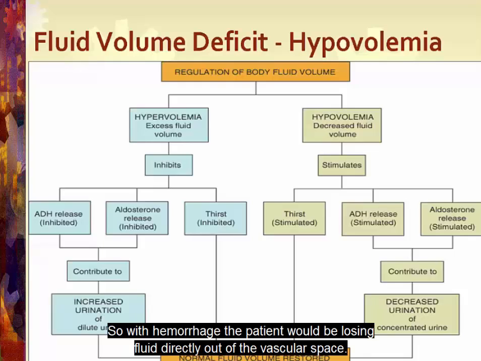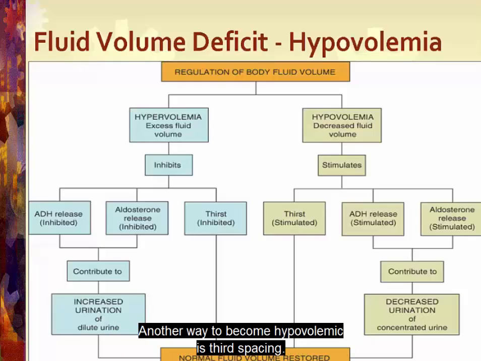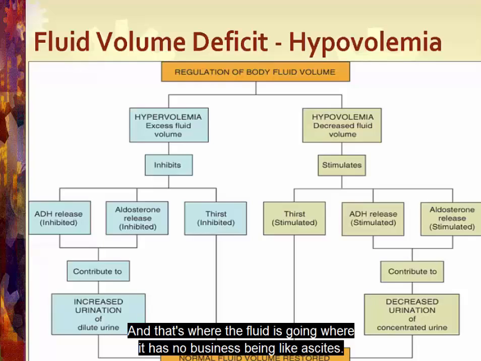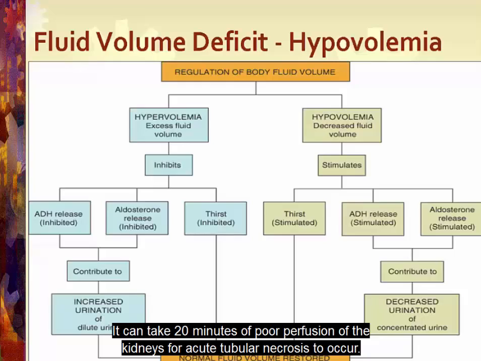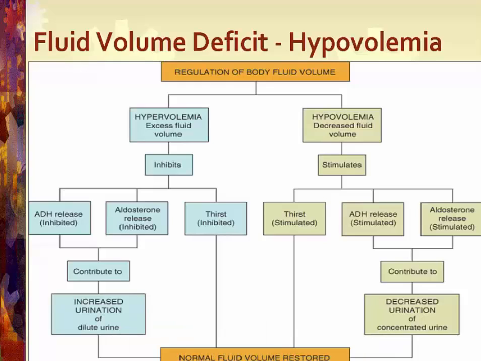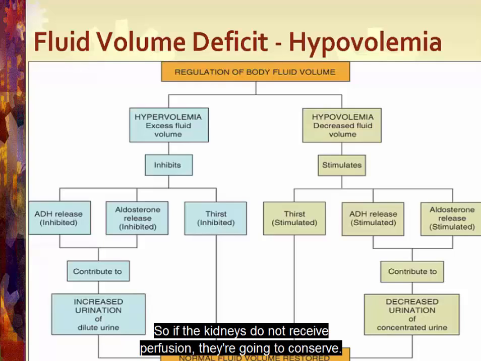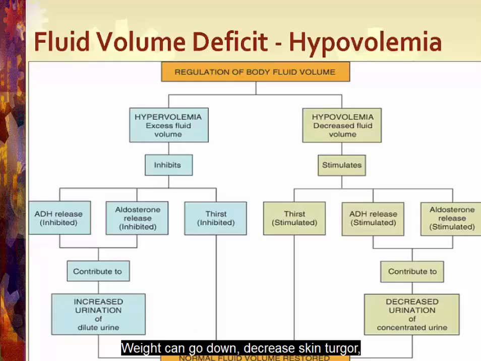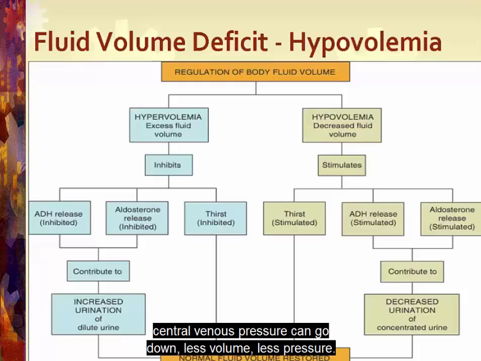So with hemorrhage, the patient would be losing fluid directly out of the vascular space. Another way to become hypovolemic is third spacing, and that's where the fluid is going where it has no business being, like ascites. It can take 20 minutes of poor perfusion of the kidneys for acute tubular necrosis to occur. So if the kidneys do not receive perfusion, they're going to conserve, and then they're going to become oliguric and then anuric. Weight can go down, decreased skin turgor, central venous pressure can go down, less volume, less pressure.